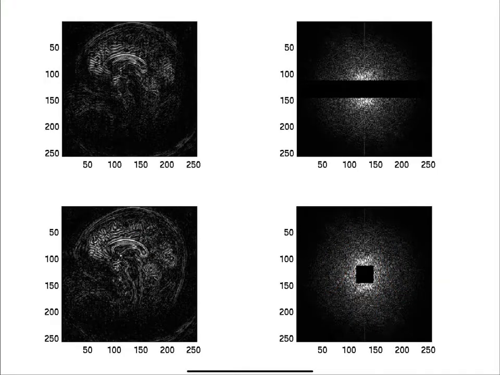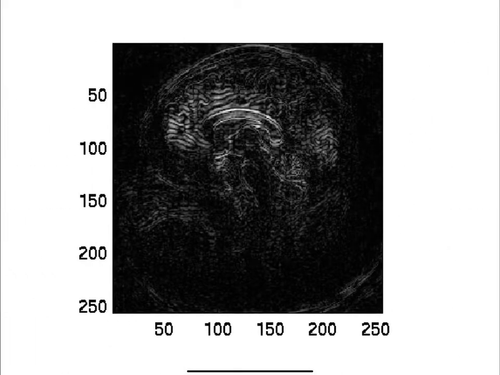Here's the same game. We've only kept this information here and zeroed out all this part in the middle. Now if you look at this image, you've kept the up-down edges, but you've lost a lot of the right to left edges.